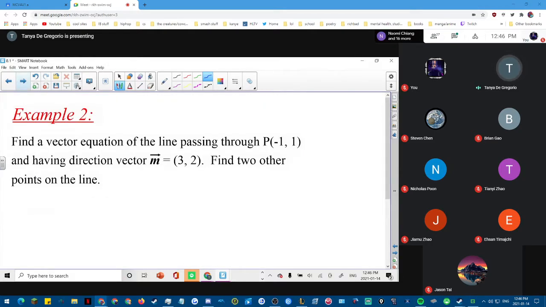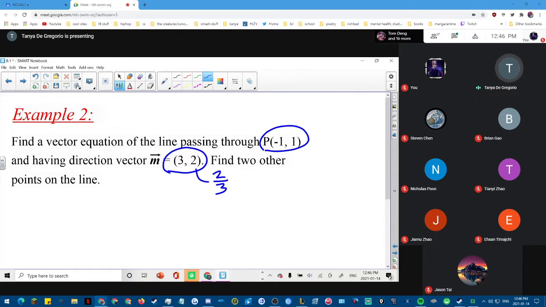Okay, so example 2. Find the vector equation of the line passing through this point and having a direction vector of 3, 2. So again, guys, this is just the slope. So if I had to write this as a fraction, how would I write this? Would it be 3 over 2? 2 over 3. Yes, excellent. We know it's rise over run, y over x. So 2 over 3. Good.